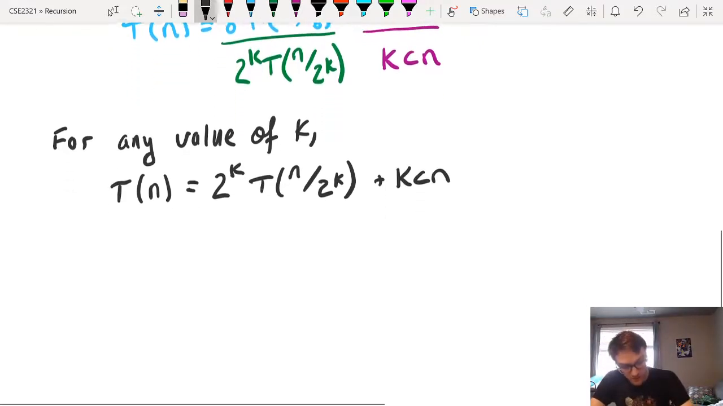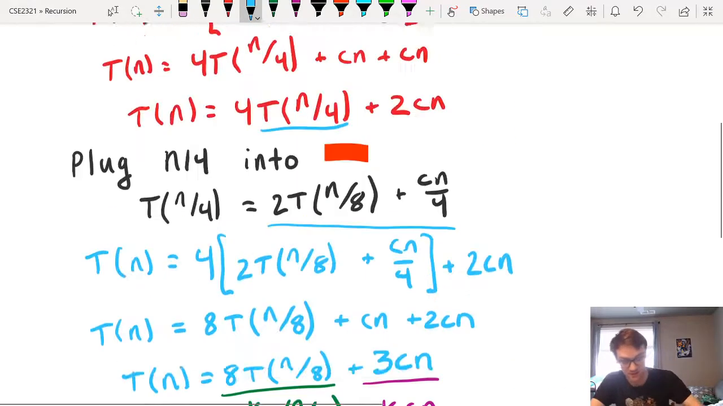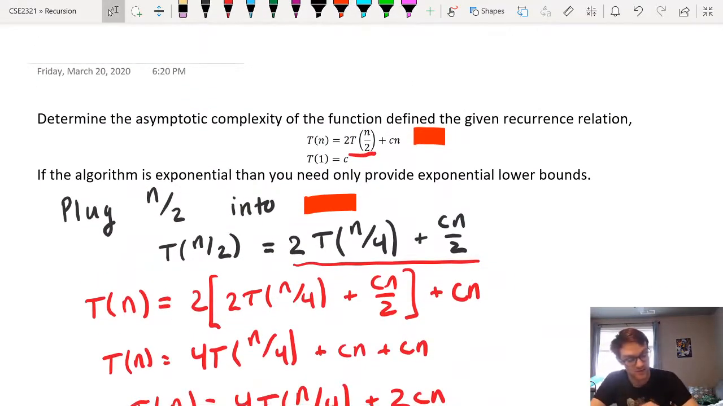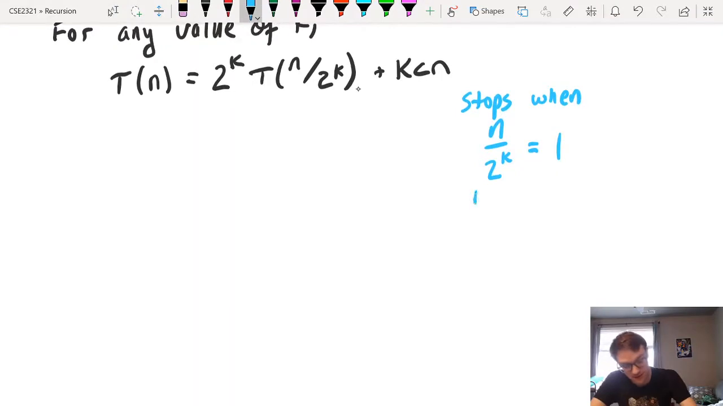So we want to find out when does this terminate, so it stops when the thing inside of t, which is n over 2 to the k, is equal to our base case. What's our base case? Well, if we scroll up, it was t of 1 is equal to c. So we need to set n over 2 to the k equal to 1 and solve for k. Skipping a bit of the algebra, that's k is equal to log base 2 of n. Multiply by 2 to the k, take a log base 2 of both sides.